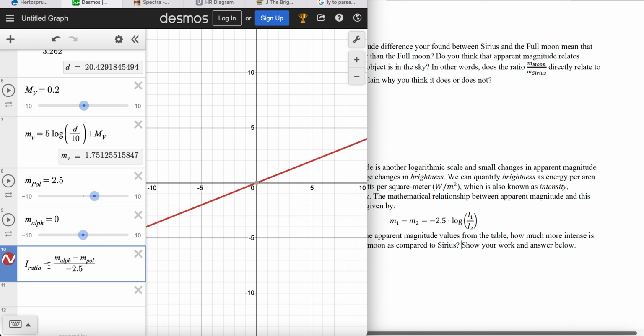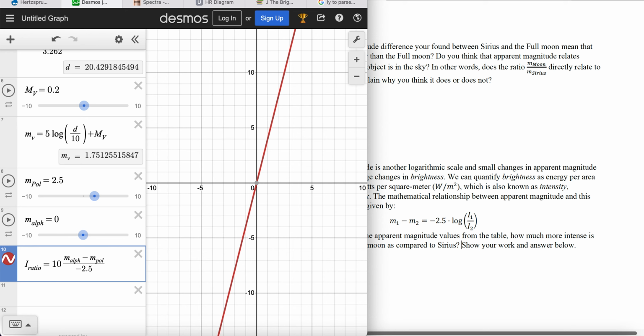So to undo the log, I have to raise everything that I've isolated over. Imagine isolating it over here on the left. I have to make it the power of base 10. So I have to raise 10 to that value.